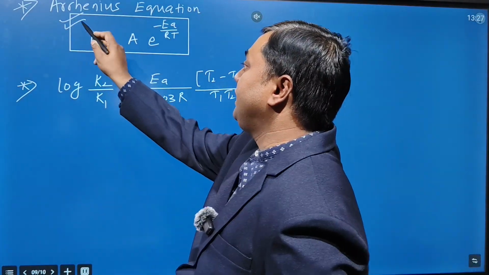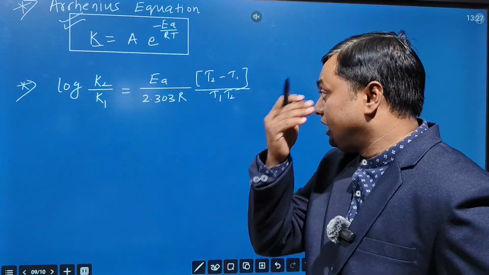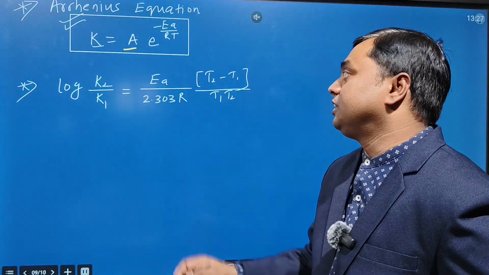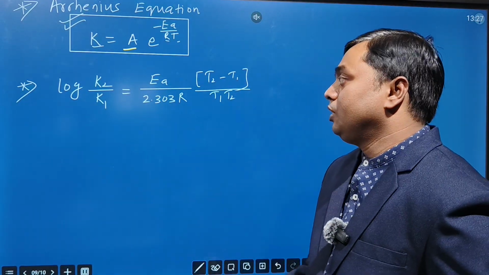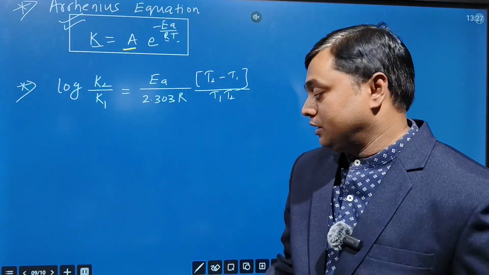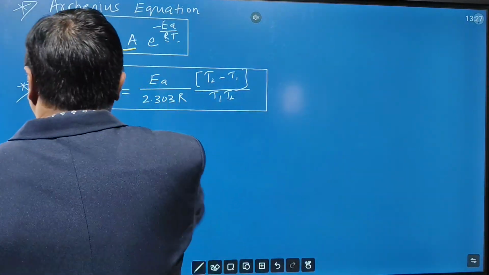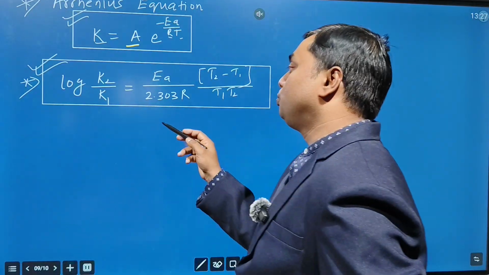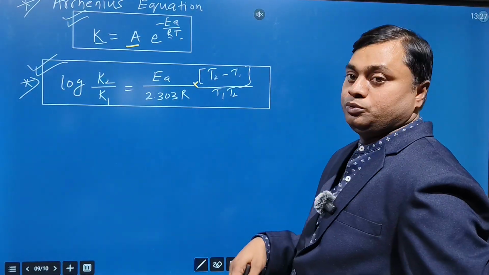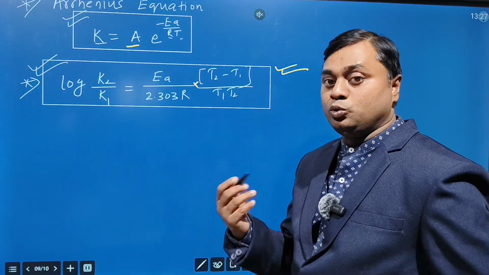Next we have the Arrhenius equation: K is equal to A into e to the power minus EA by RT, where K is the rate constant, A is the pre-exponential factor, EA is the activation energy, R is the gas constant, T is the temperature. If two different temperatures are given and two different rate constants are there, we can apply this formula to solve the numerical: log of K2 by K1 is equal to EA upon 2.303 R whole into T2 minus T1 by T1 T2, where T1 and T2 are the temperatures, K2 and K1 are the rate constants at the two temperatures.